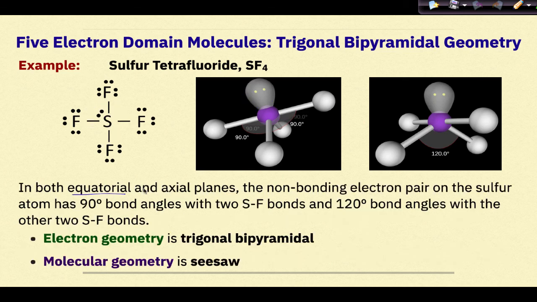In both equatorial and axial planes, the non-bonding electron pair on the sulfur atom has 90-degree bond angles with 2 SF bonds and 120-degree bond angles with the other 2 SF bonds. So we can see that we have the 90-degree bond angle here and here, and then the 120-degree bond angle here. And we can see the compression that occurs when this lone pair appears on this central sulfur atom. The electron geometry is trigonal bipyramidal, and the molecular geometry is called seesaw.